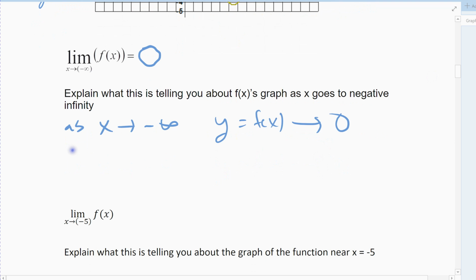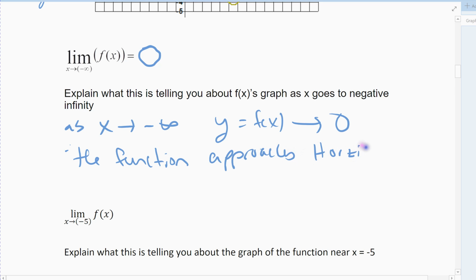So it means the function approaches the horizontal asymptote y equals 0 as x goes to negative infinity, and only as x goes to negative infinity.